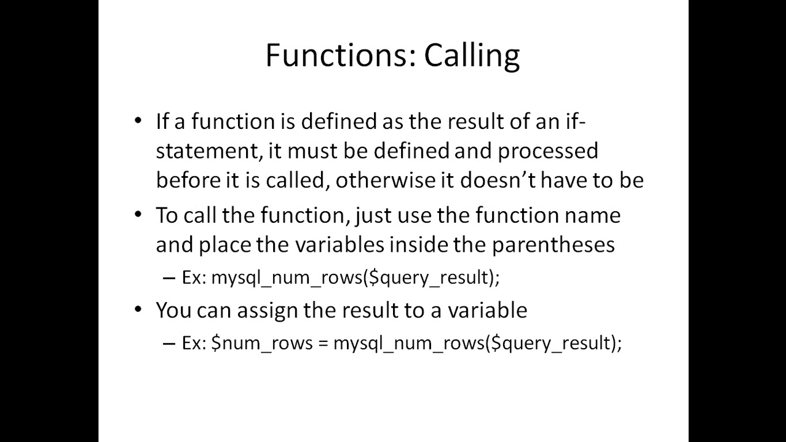To call the function, just use the function name and place the variables inside parentheses. So here's an example, calling the function mysql_num_rows, placing the variable query result inside of parentheses. You can assign the results to a variable. Here's an example: $num_rows equals mysql_num_rows(query result). So you're taking the number of rows in that query result and storing it in the variable num_rows.